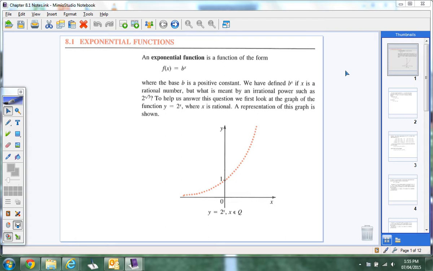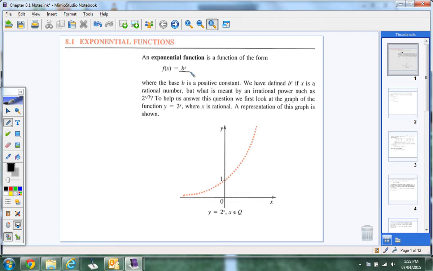Okay, so first off, let's just get back to the basics. An exponential function is in the form of b to the x, with b being a positive constant, a positive constant for now. We're going to talk about the reason for that, let me just go through it here instead of trying to explain it.